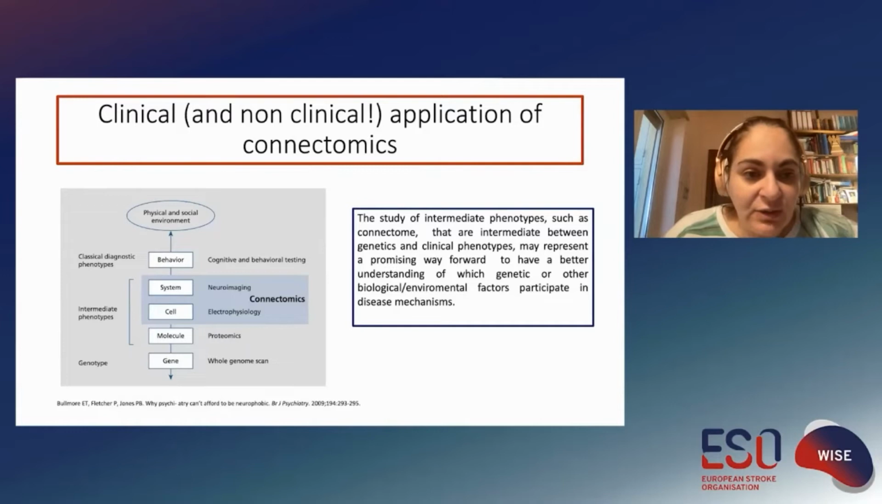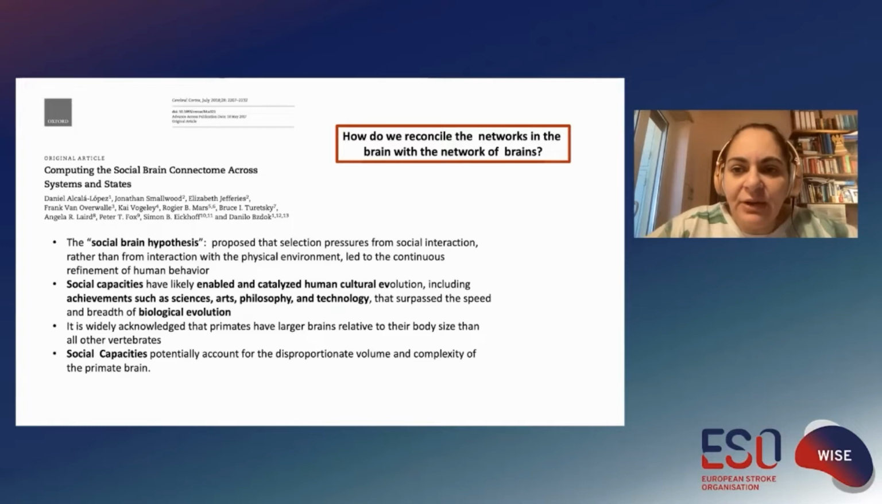So how do we reconcile the networks in the brain with the network of brains? First of all, we have to take into account the social brain hypothesis, where they propose that the selection pressure from social interaction, rather than from interaction with the physical environment, led to the continuous refinement of human behavior. Social capacities have likely enabled and catalyzed human cultural evolution, including achievements such as science, arts, philosophy, and technology that surpass the speed and breadth of biological evolution.